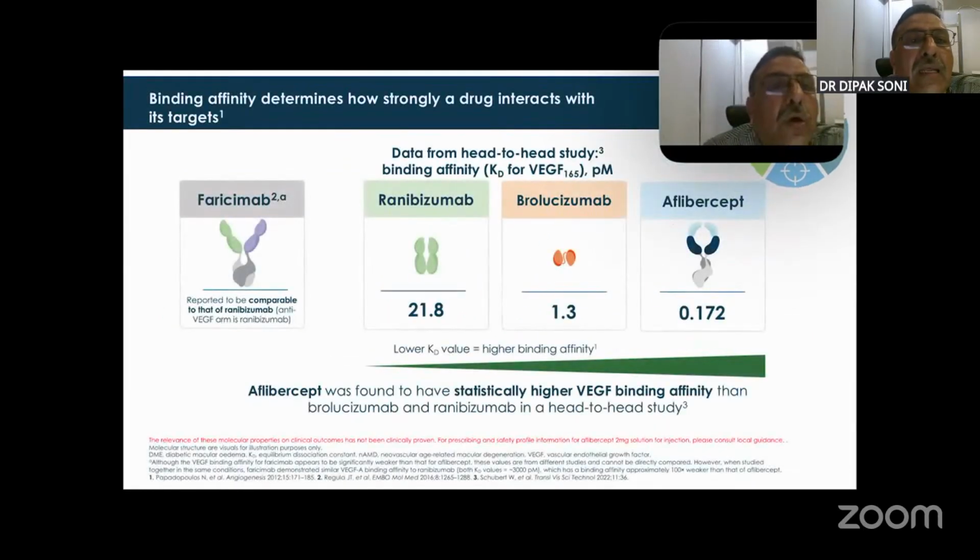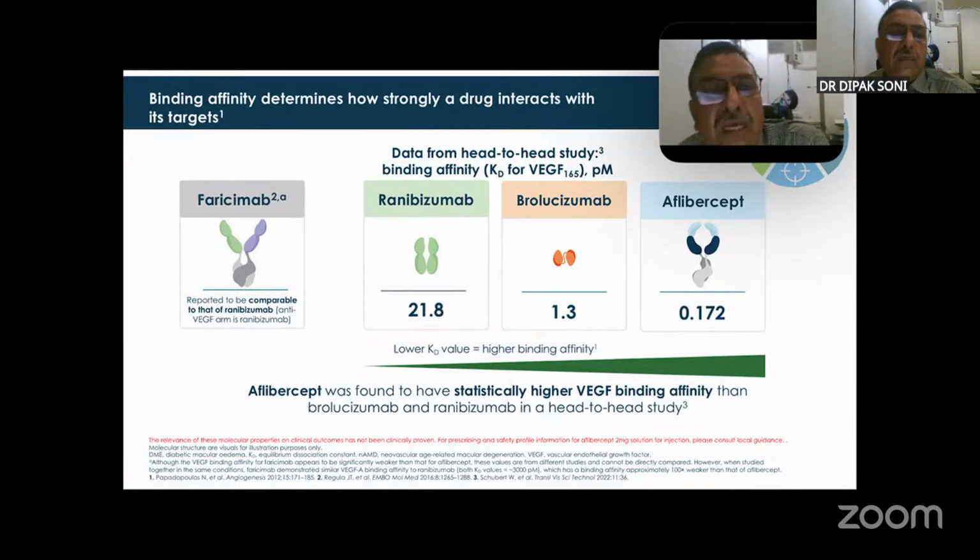On binding affinity, there is a concept that the lower the binding constant, the higher the affinity for the drug. Aflibercept was found to have statistically higher VEGF binding affinity. Now it's 0.172, so the lower the value, the more binding affinity, and this applies to diabetic patients. Aflibercept was found to have statistically higher VEGF binding affinity than brolucizumab and ranibizumab in a head-to-head study.